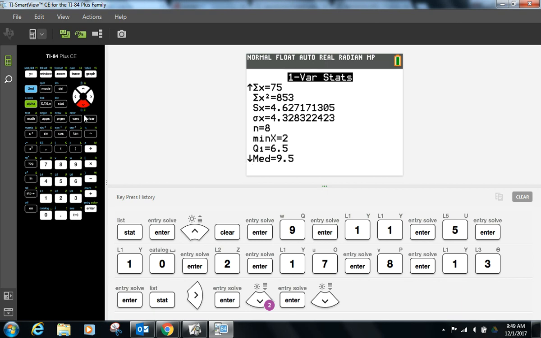I think you can find the most frequent one on your own. Okay. And don't worry about the rest of the numbers. We'll get back to them eventually in this unit. But for now, again, X bar, that's your mean, median, MED. All right? All good?